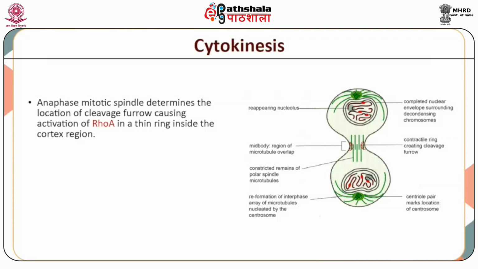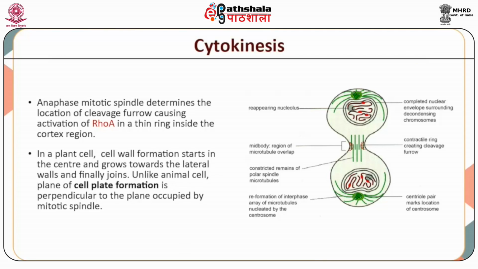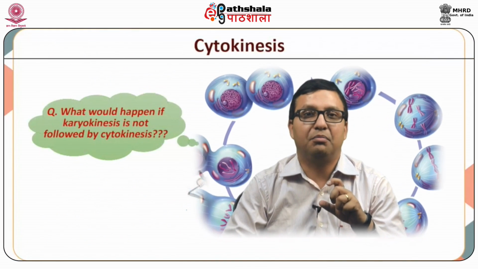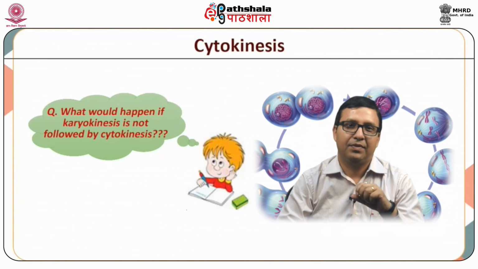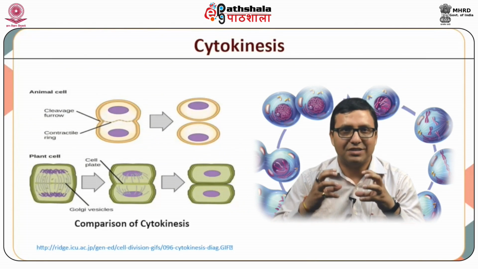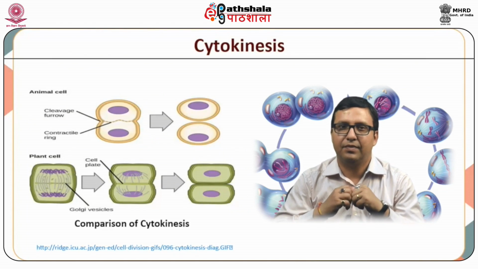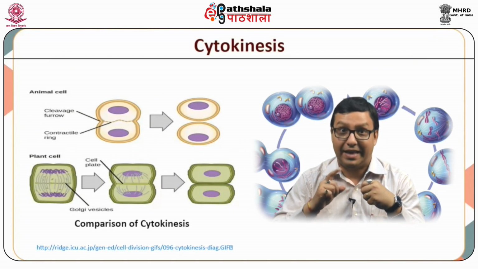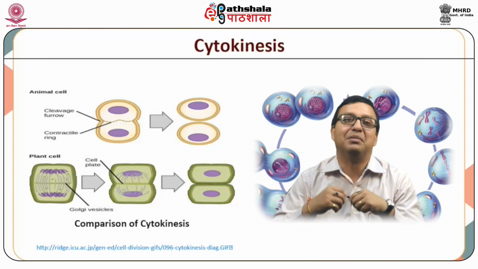As we have already discussed, in a plant cell, cell wall formation starts in the center and grows laterally, finally dividing the cell. Unlike animal cell division, the plane of cell plate formation is perpendicular to the plane occupied by the mitotic spindle. What would happen if karyokinesis is not followed by cytokinesis? You can see in the figure that if the process of cytokinesis is disturbed, then instead of two daughter cells, only one daughter cell will form, having its number of chromosomes doubled.